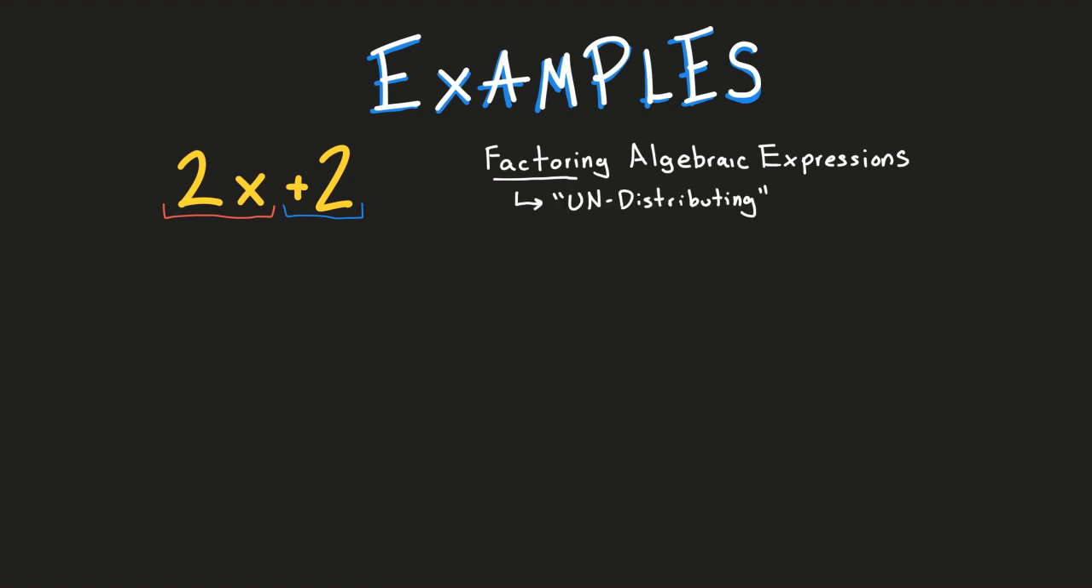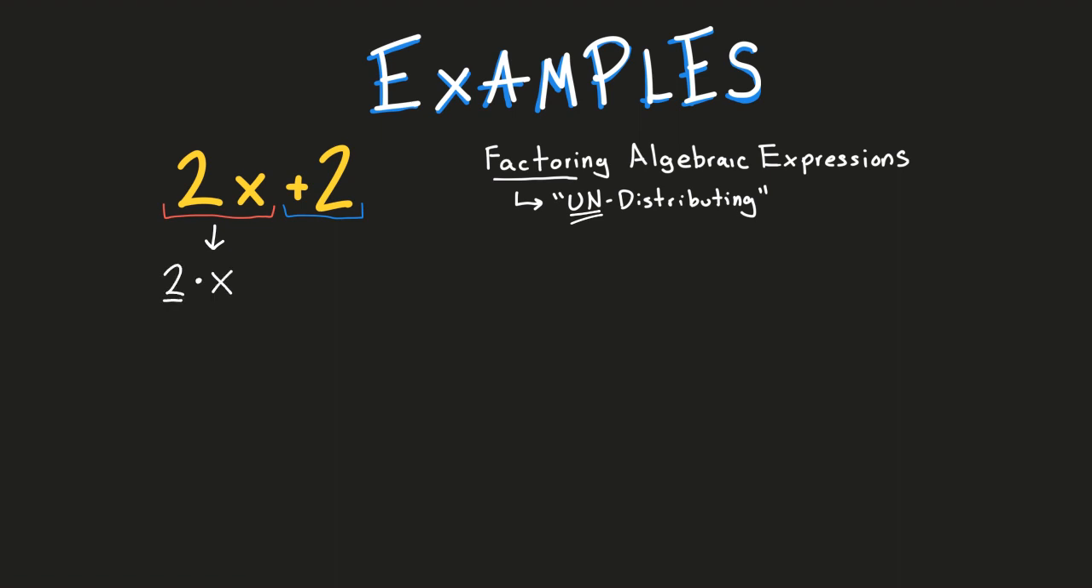We can also think of this as undistributing. So we're going to take something that's simplified and put it back into a form where we have a factor outside of a parentheses and we have an algebraic expression inside. So let's see what's going on here. In this variable term, I have 2x. And what does that really mean? It means 2 times x.